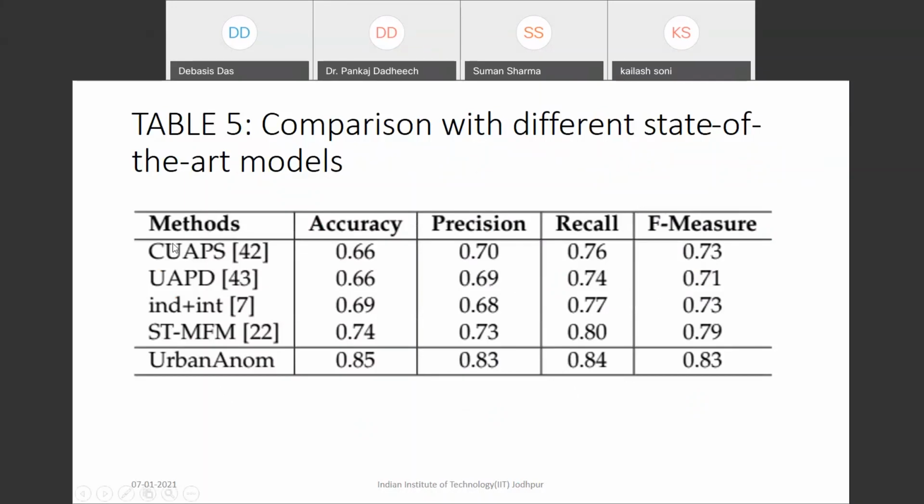These models also predict anomalies in the case of social networks or other things. Some of them also consider anomalies like road networks, but they are not integrated in this way. In their case the accuracy level is not very good, so our case is improved and better than all these existing ones. For performance measures we consider accuracy, precision, recall and F measure.